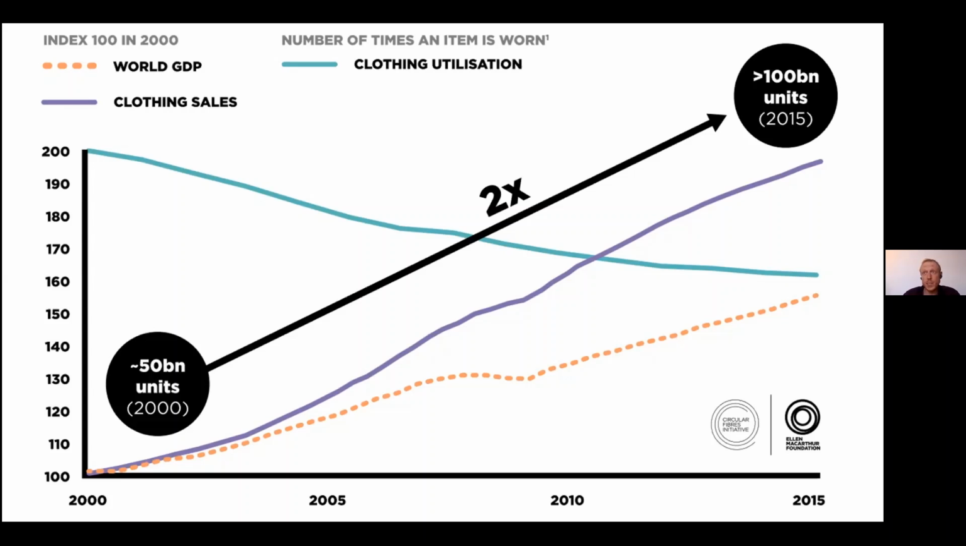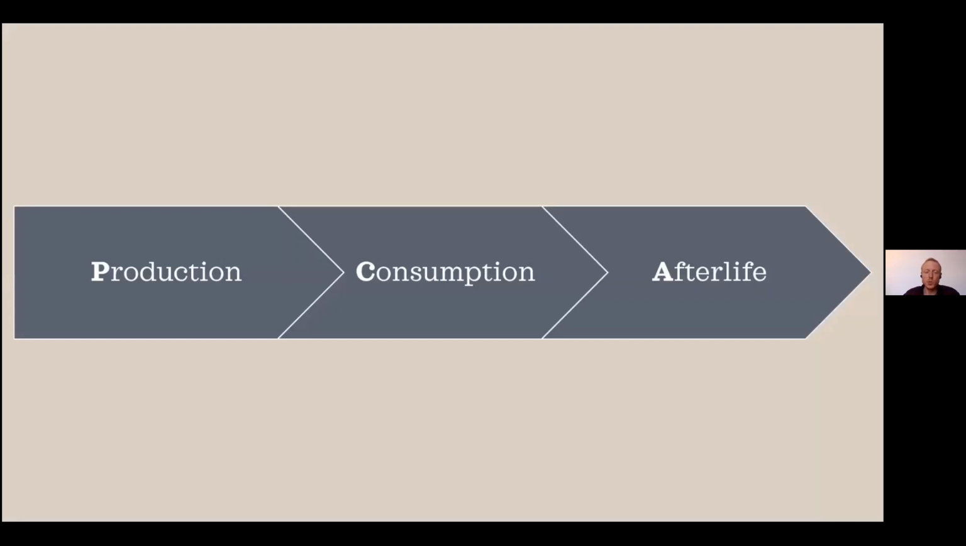Or maybe it's not of good enough quality, so we don't want to use it anymore because it's torn or it's loose or whatever it could be, and it just goes directly to the bottom of the drawer or the bottom of the closet. So big problems with overconsumption as well. And this segues finally into this production, consumption, afterlife model.